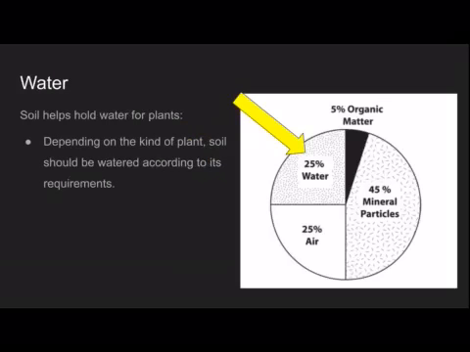So first, let's talk about water. Soil helps hold water for plants so that they can absorb it. And depending on the kind of plant, a soil should be watered according to that plant's need. Does it need a lot of water or does it need very little water?